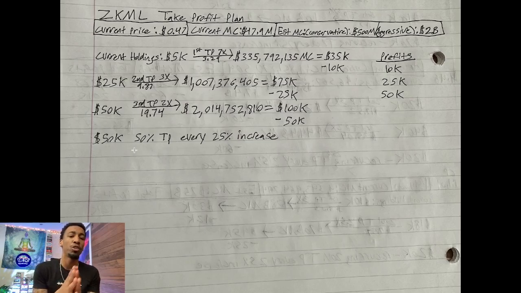So you're probably wondering, what do I do with the remaining 50K? What I'm going to do is every time there's a 25% increase, I'm taking off 50% in profits. I'm dollar cost averaging my way out because these projects that go up fast, they come down even faster, and I don't want to be stuck holding the bags. I'm trying to maximize my profits.